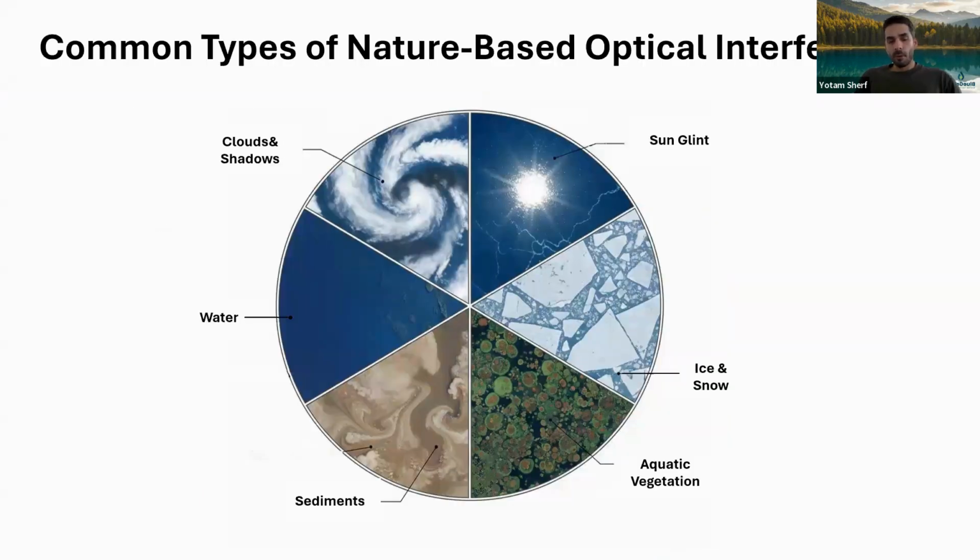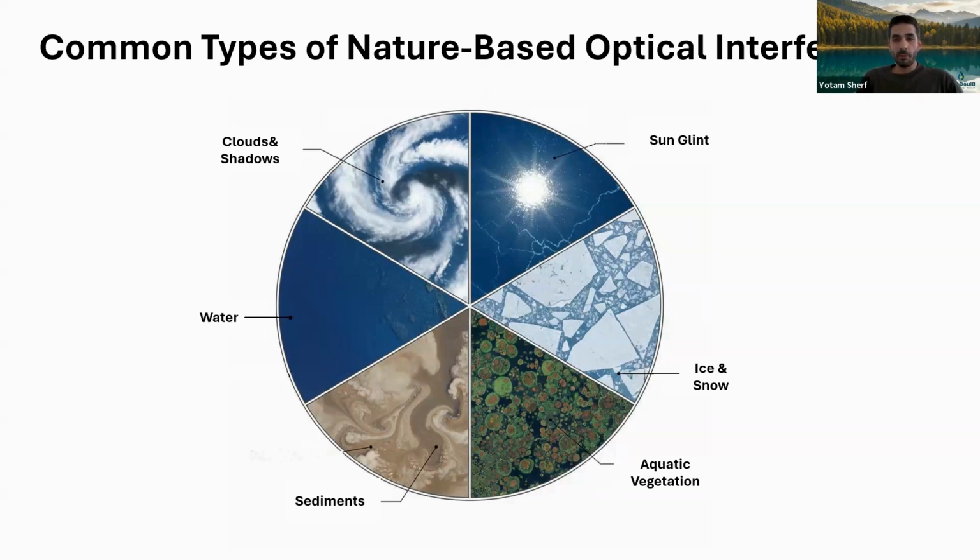Now, let's go over how we build this classifier, and let's start by understanding the types of optical interference that we have. We have nature-based optical interferences, we have instrumental-based, and we also have modeling interferences. By modeling, I mean bad or inappropriate atmospheric correction. Instrumental is the sensor noise error inherent to the Sentinel-2 satellite, and the nature-based is the one that you see here. For example, we have clouds, shadows, sun glint, ice, snow, aquatic vegetation, sediments, and also clean water.